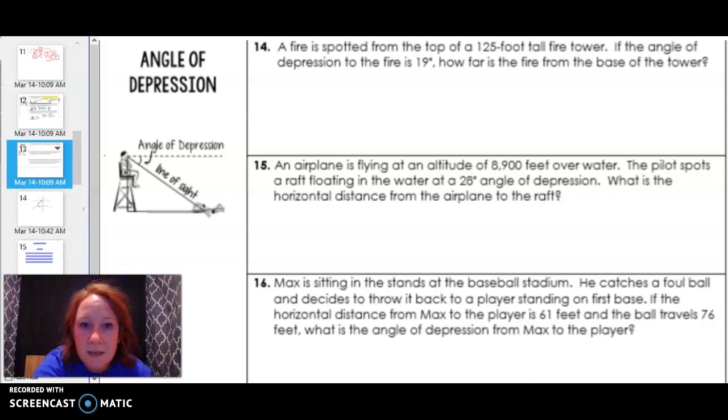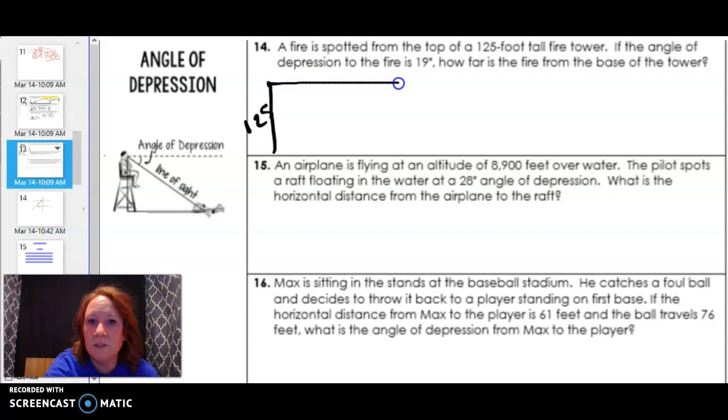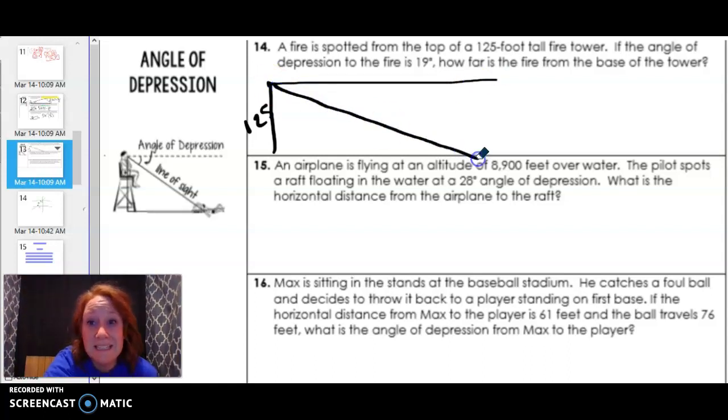Okay, so let's see. I always draw pictures, so here we are at the top of the fire tower. A fire is spotted from the top of a 125-foot tall tower. We know how tall the tower is because somebody built the tower. If the angle of depression, so here's straight out, the angle of depression to the fire is 19 degrees. How far is that? Okay, so here's where the 19 is.